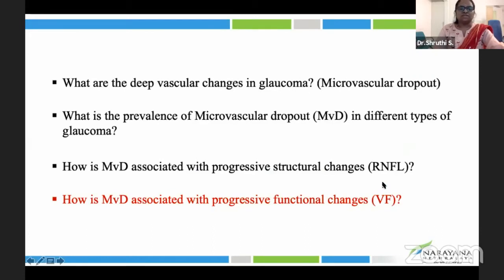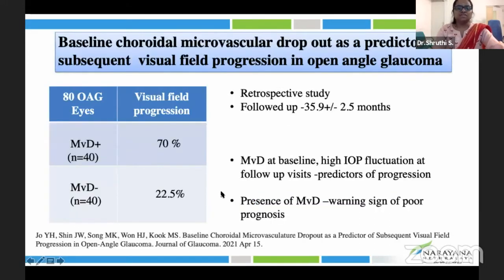So coming to the last part, how is microvascular dropout associated with progressive functional changes? This is Joe et al. In his recent study, he studied choroidal microvascular dropout as a predictor for progression. He included 80 open-angle glaucoma eyes, in which 40 had microvascular dropout and 40 did not have microvascular dropout at baseline. It was a retrospective study, and they all were followed up for around 3 years.